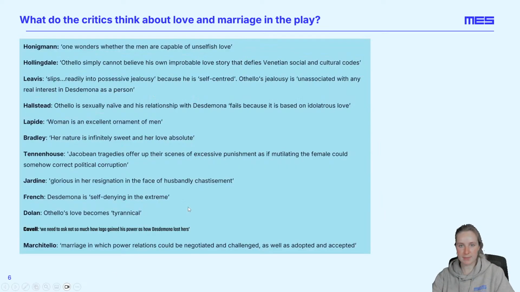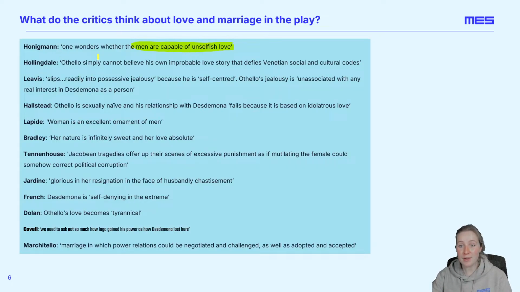All right, so let's take a look at some ideas here. So these are some critics, quite a few critics, who talk about love and marriage in the play. Okay, and this will help us to frame our ideas within our different arguments that we'll be looking at today. So Honigmann says, one wonders whether men are capable of unselfish love. Interesting here immediately, right? If we think about this idea of love not as the perfect thing, but rather as something selfish, controlling, dominant, as Emma Levin said, or jealous, as Lucy said.